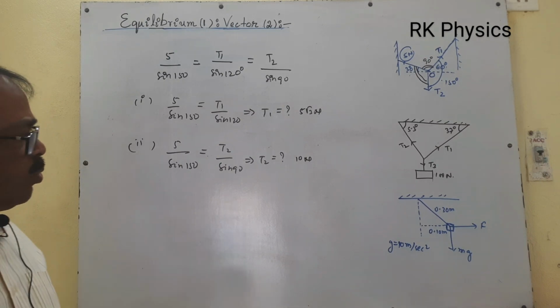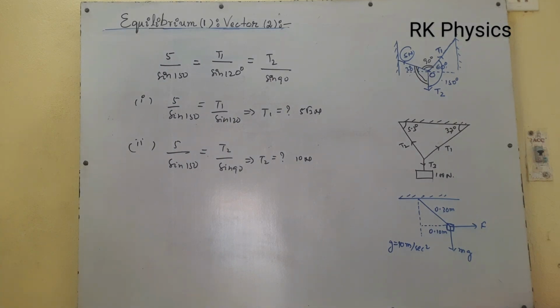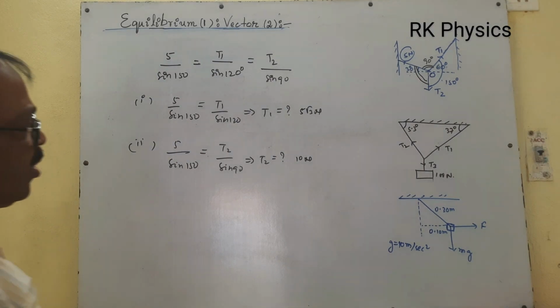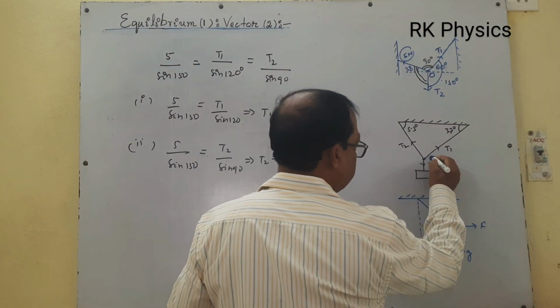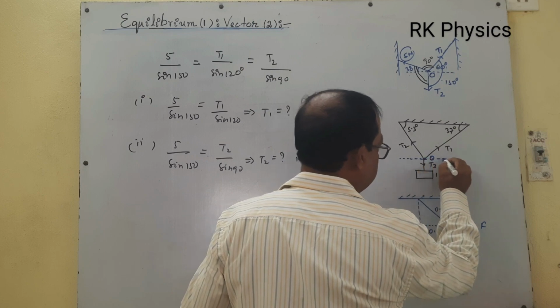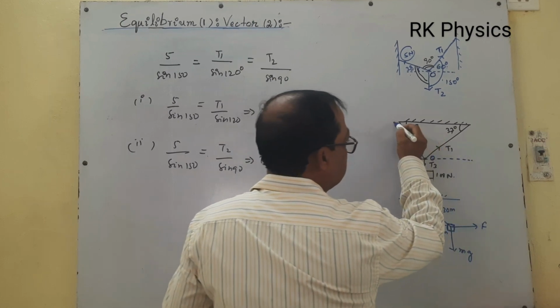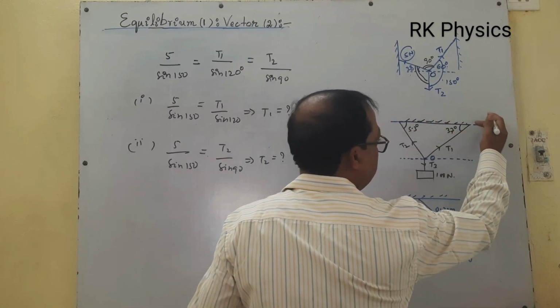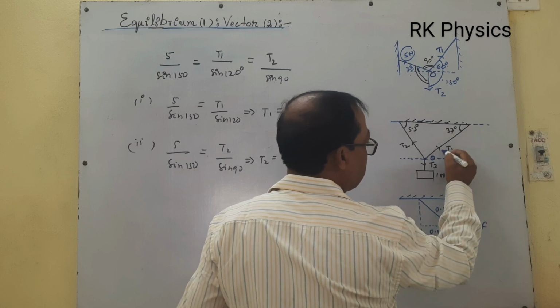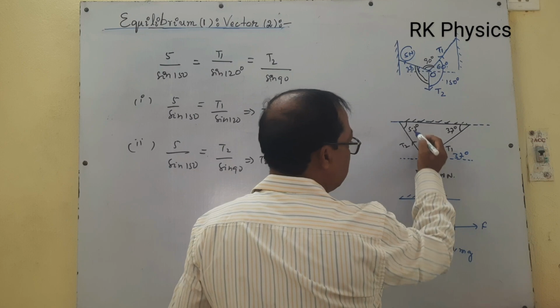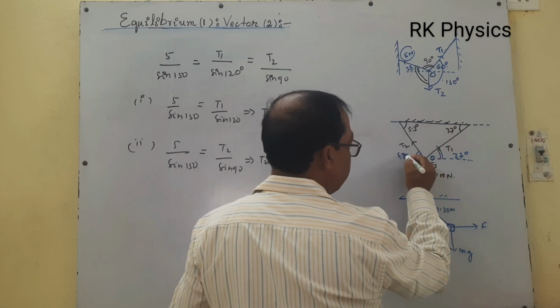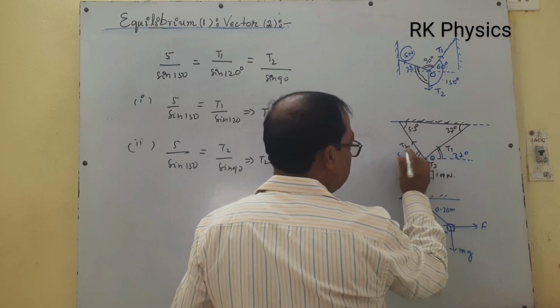Now let us come to the second figure. This point is an equilibrium point. Draw a horizontal line parallel to the upper line. This is 37 degrees, meaning this angle is 37 degrees. This is 53, meaning this angle is 53 degrees.